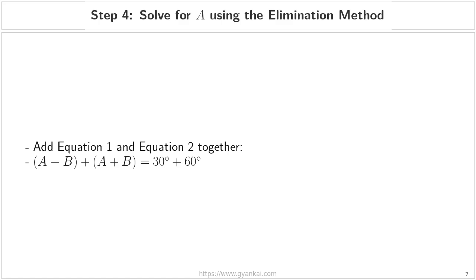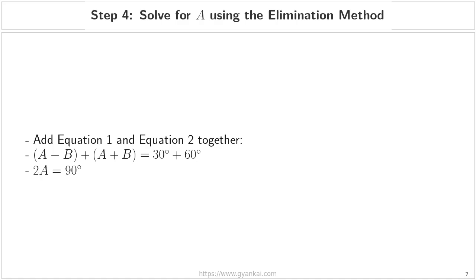When we add the left side of the first equation, a minus b, to the left side of the second equation, a plus b, the negative b and the positive b will cancel each other out, leaving us with just 2a. On the right side of the equals sign, we add 30 degrees to 60 degrees, which gives us a total of 90 degrees.